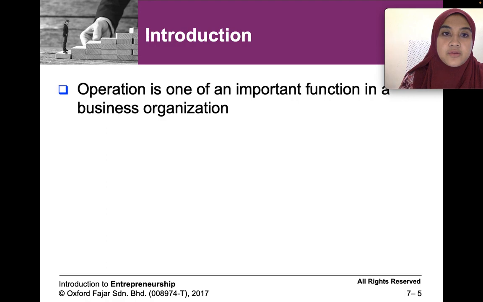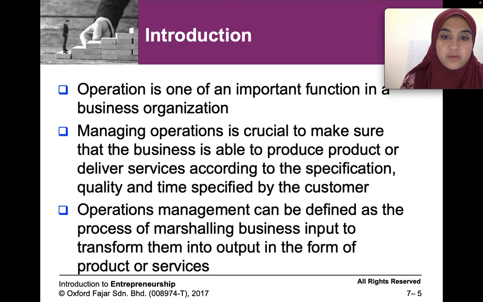Okay, so before we proceed with the operational process, we need to define what is operation. Do you have any idea on what is operation? When we look at the word operation, it involves something that is going on in the business that is required by the implementation, by the machine, by the people. So operation is one of the important functions in a business organization.